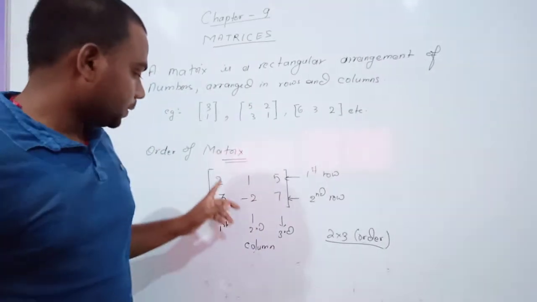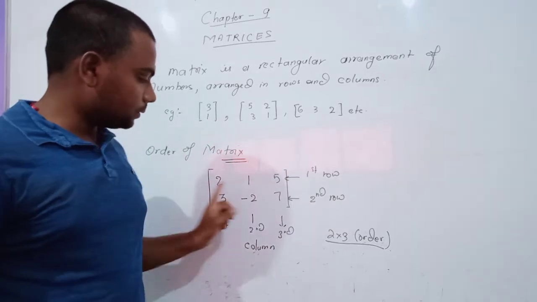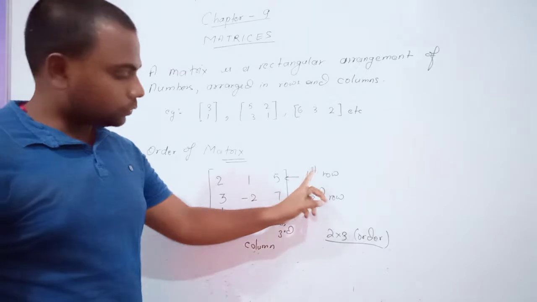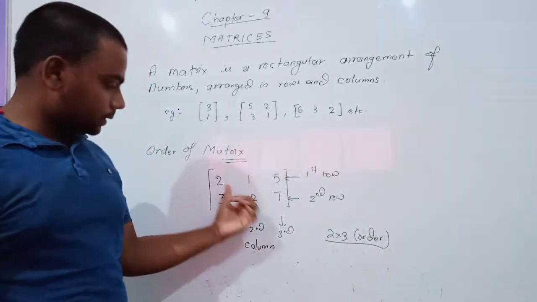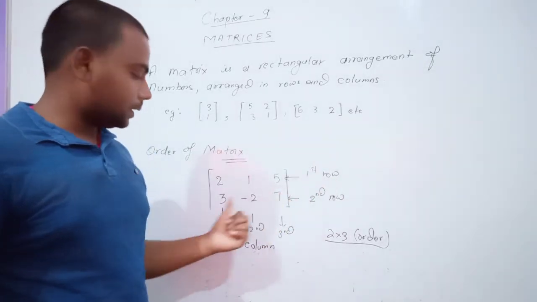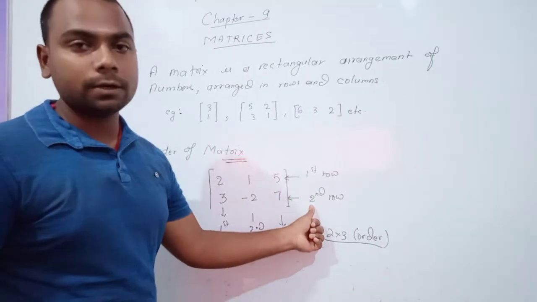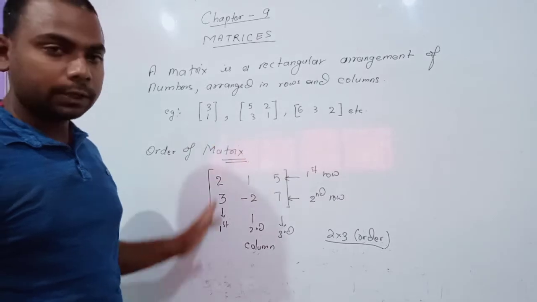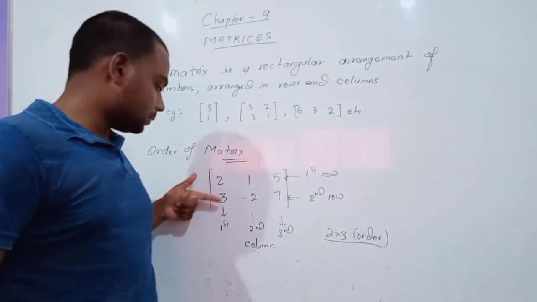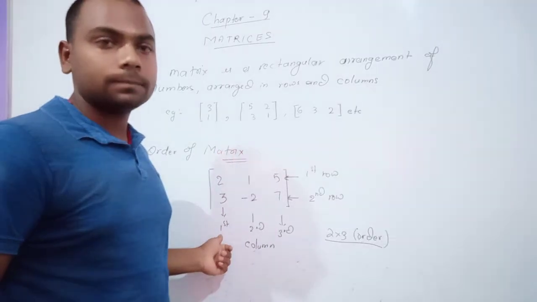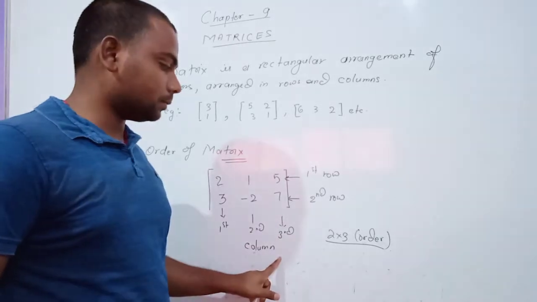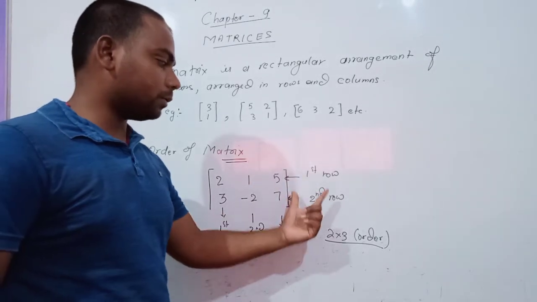In a matrix, the horizontal line will be called a row. See here, one example is here. The first horizontal line will be called the first row. The second horizontal line will be called the second row. Now coming to the vertical line, the first vertical line will be called the first column, then the second column, and this is the third column.